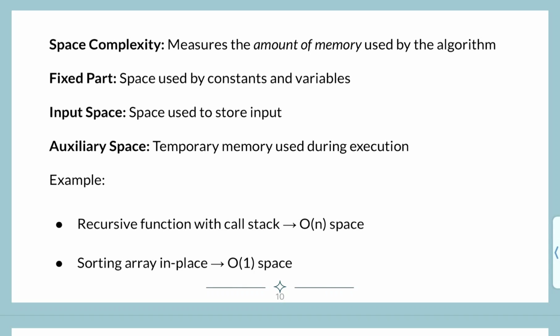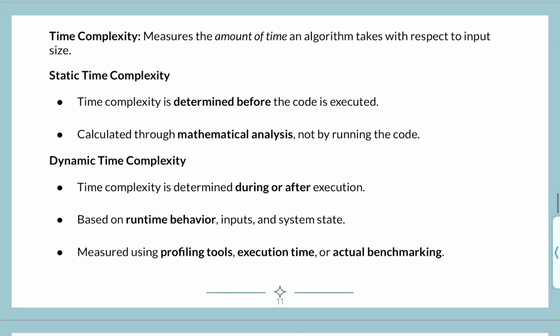So space complexity measures the amount of memory used by the algorithm. It is more than enough if you understand this right now. Next, we will go into the time complexity part. Time complexity measures the amount of time an algorithm takes with respect to the input size.